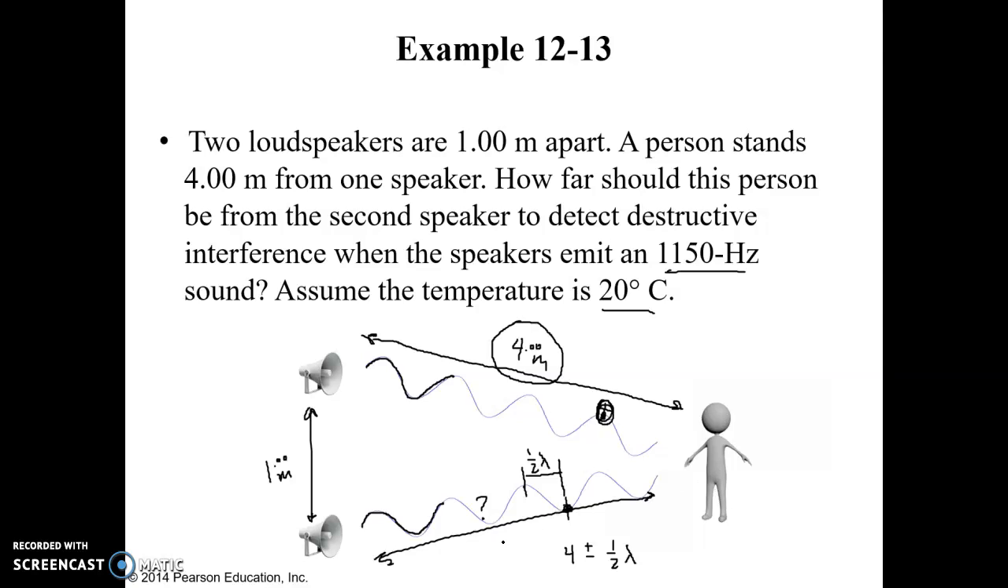If he stood exactly 4.00 meters from the second speaker, the two waves would be hitting him at the same point, both at the crest or peak of their wave, and that would be an example of constructive interference. He would actually be hearing a sound that has double the amplitude.